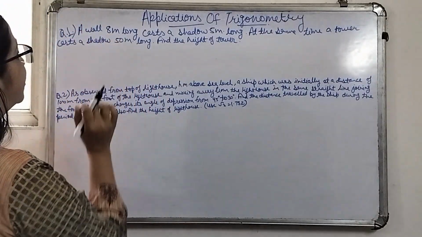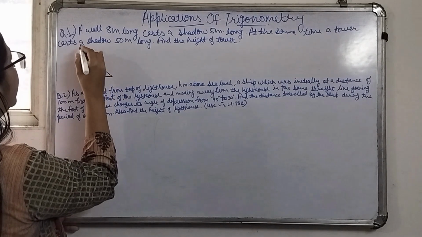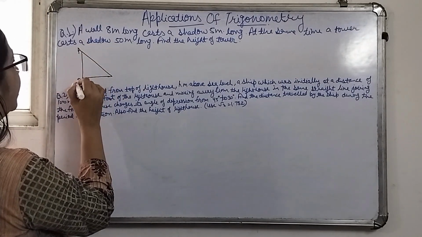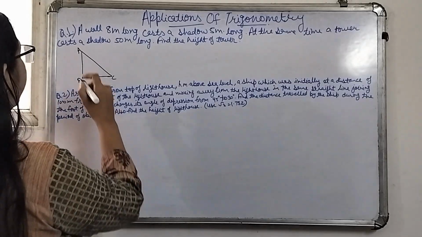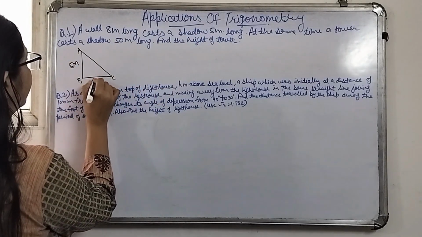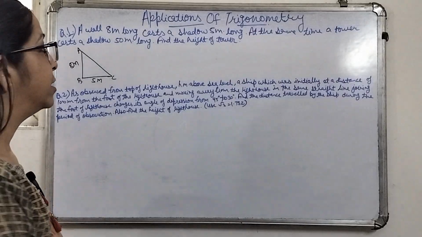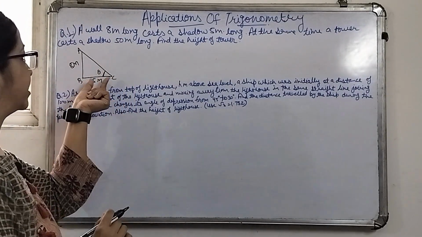So first condition is given to us that there is a wall. Suppose this is the wall and AB is the wall and BC is its shadow. So height of the wall is 8 meter, and the shadow is 5 meter. That means BC is 5 meter. Suppose the angle of elevation is theta. We are taking this as theta.